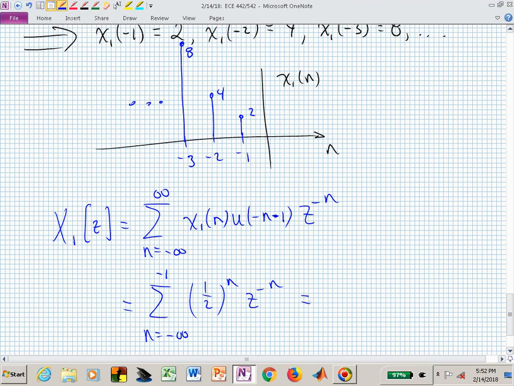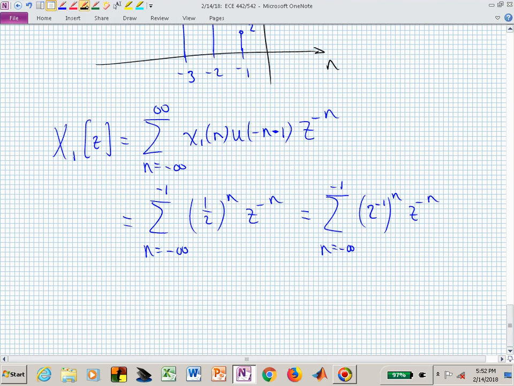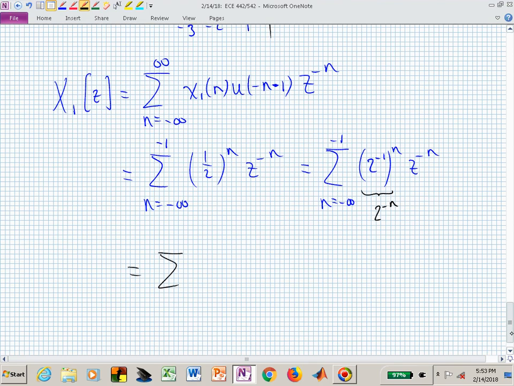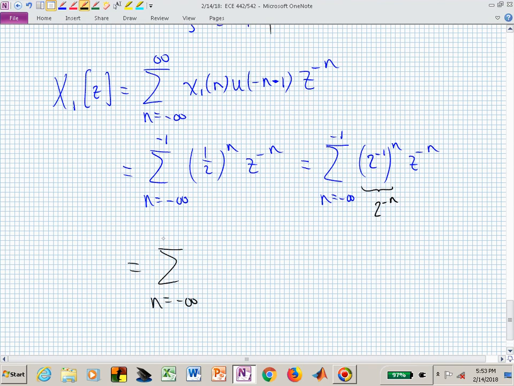Or if we wanted to combine those terms together, another way of writing 1/2 is 2 to the minus 1, and that's raised to the n, z to the minus n. So this is now 2 to the minus n. And that allows us to collapse that down to looking at something like the sum from n equal -infinity to -1 of 2z to the minus n.